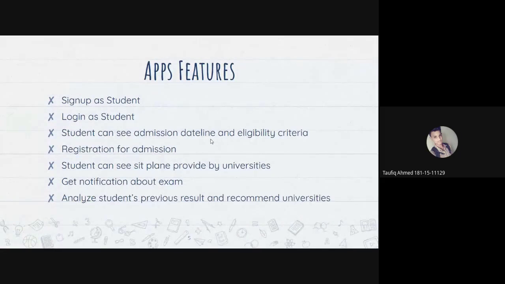So let's talk about our app features. A student can sign up in our system. He can log in to our system. A student can see the deadline and eligibility criteria of a specific university. A student can register for the admission test from our system, and can also see his seat plan and get notified before the exam. Apart from this, our system can recommend suitable universities to a student by analyzing his previous results.